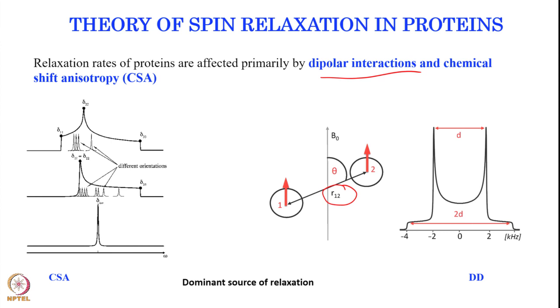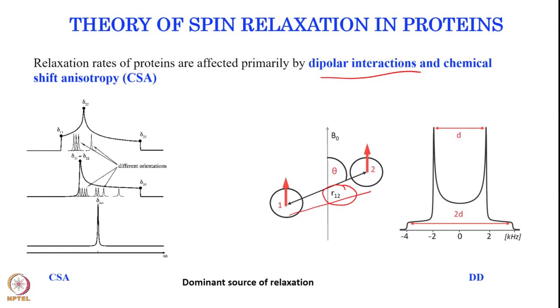So there will be dipolar interaction that depends upon this distance and also on the orientational angle, and that basically contributes towards the relaxation phenomena. So in liquid, what happens? The tumbling most of the time averages out this dipolar interaction.